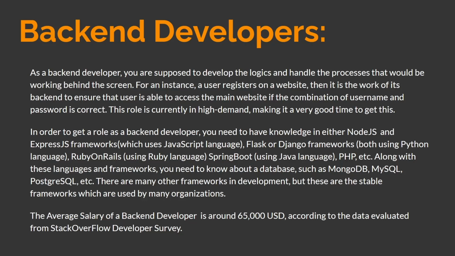This role is currently in high demand in the industry, so it is a very good time for you to get into this. In order to get a role as a backend developer, you need to have knowledge of either the Node.js or Express.js frameworks. These are just two frameworks, like React and Angular, which are frameworks of JavaScript. The next frameworks you have are Flask or Django. These are some of the most popular frameworks being used, and in order to write backend code in Django or Flask, you need to have knowledge of the Python programming language.